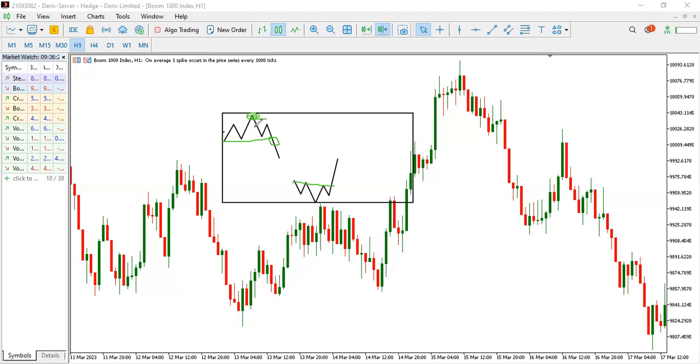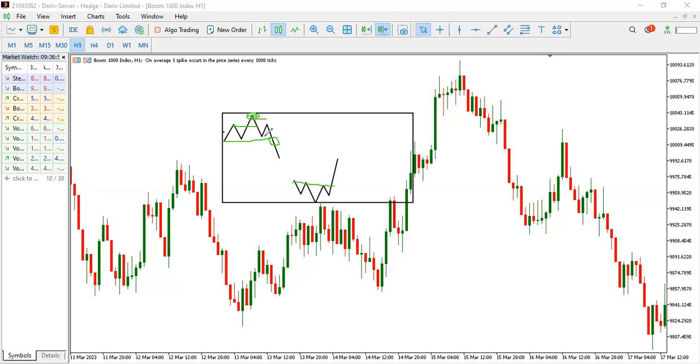And when you look on your left, that will be a resistance that became a support. So you will draw your line, and then it will match up with the drop-base-drop. So you can also take your entry from there. So you can take two entries.